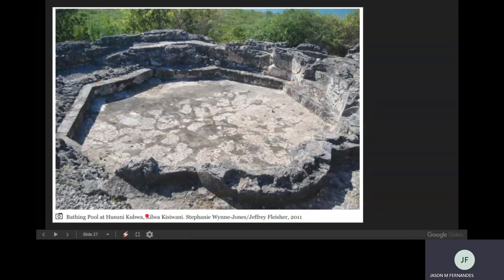This is also in Kilwa. This is a bathing pool at a residence, right? So just like today, you have wealthy people with their swimming pools and hot tubs, etc. That's what you see here, right? So you kind of get these social class distinctions that are arising on the East African coast due to wealth accumulation from Indian Ocean trade, right?